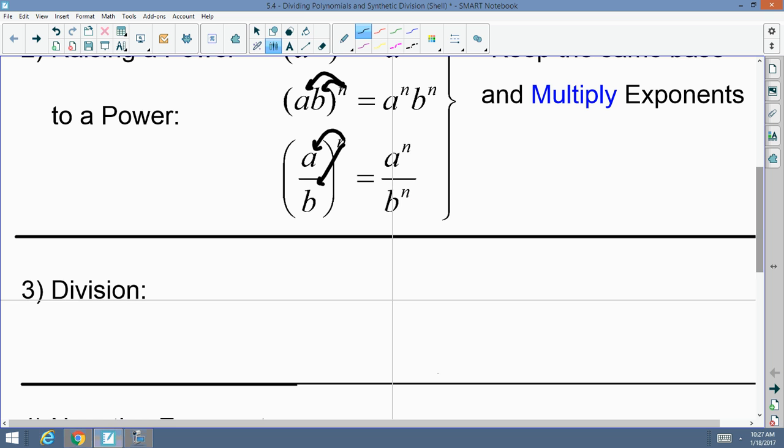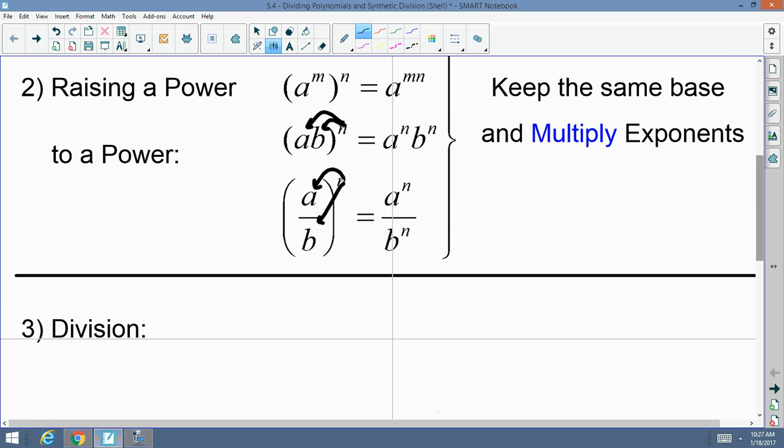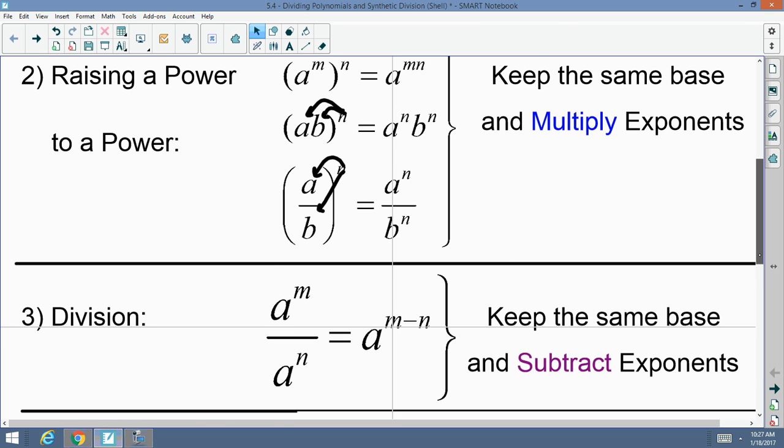Division. When I'm dividing, a to the m over a to the n is a to the m minus n. You keep the base and subtract the exponents. But remember, guys, we talked about canceling out exponents. That's a quicker and more efficient way to do it, but this is why we're able to cancel them out, because of this property.